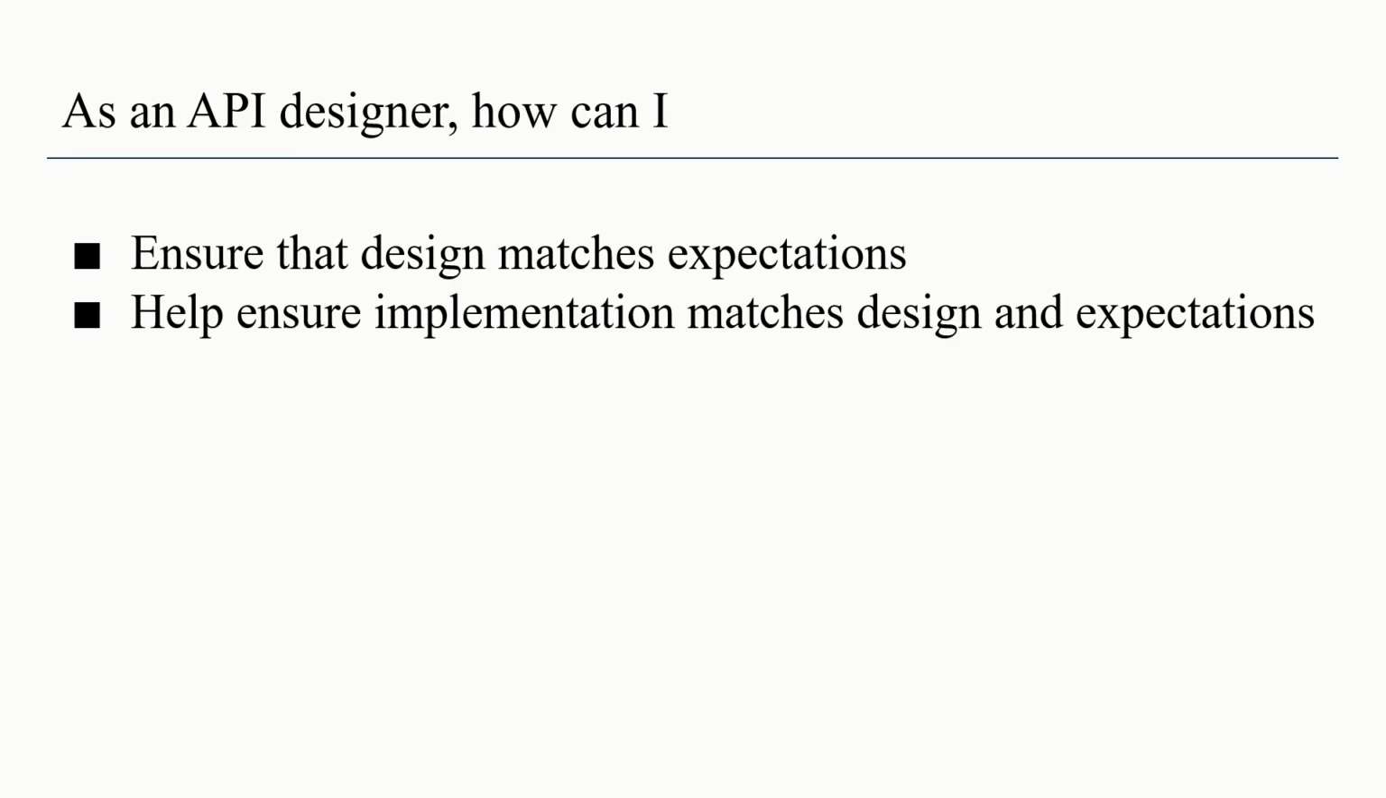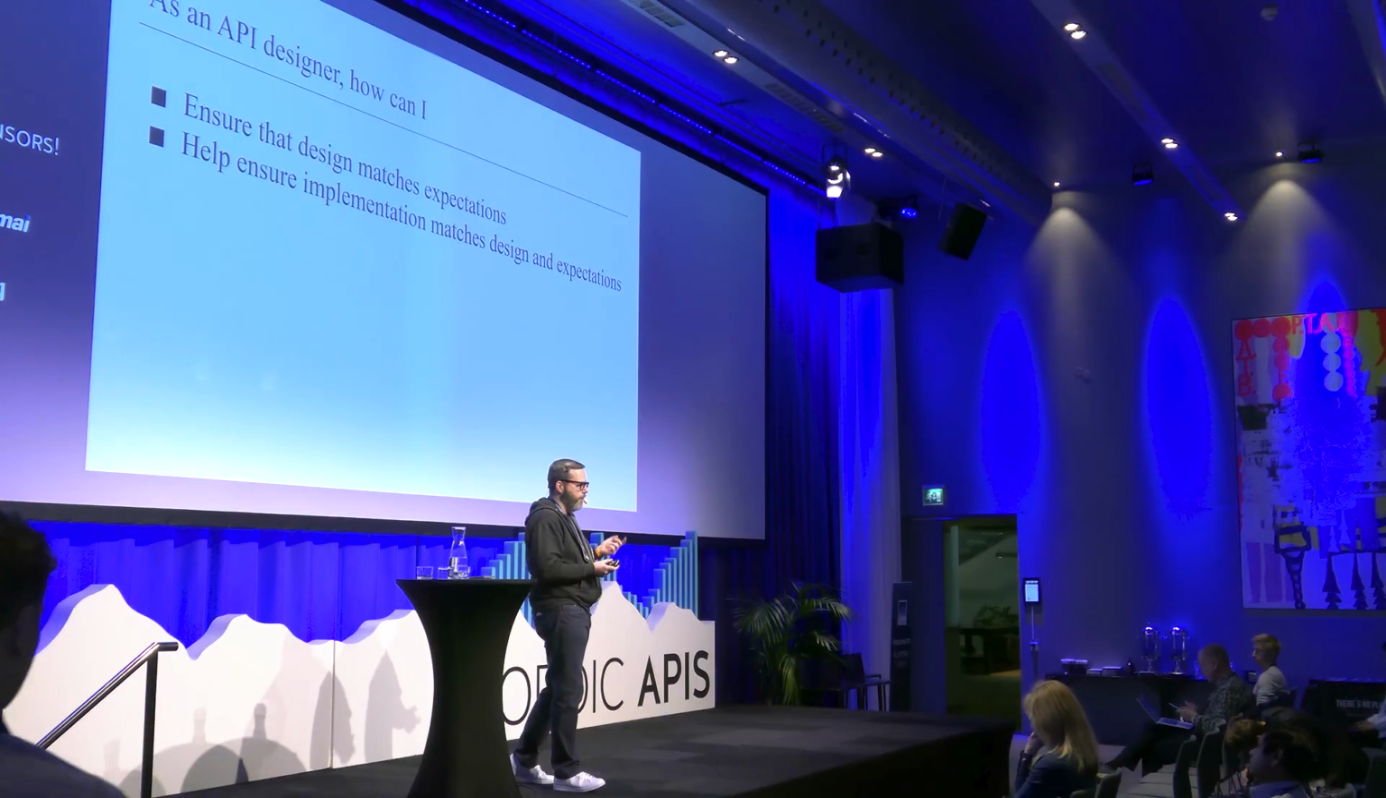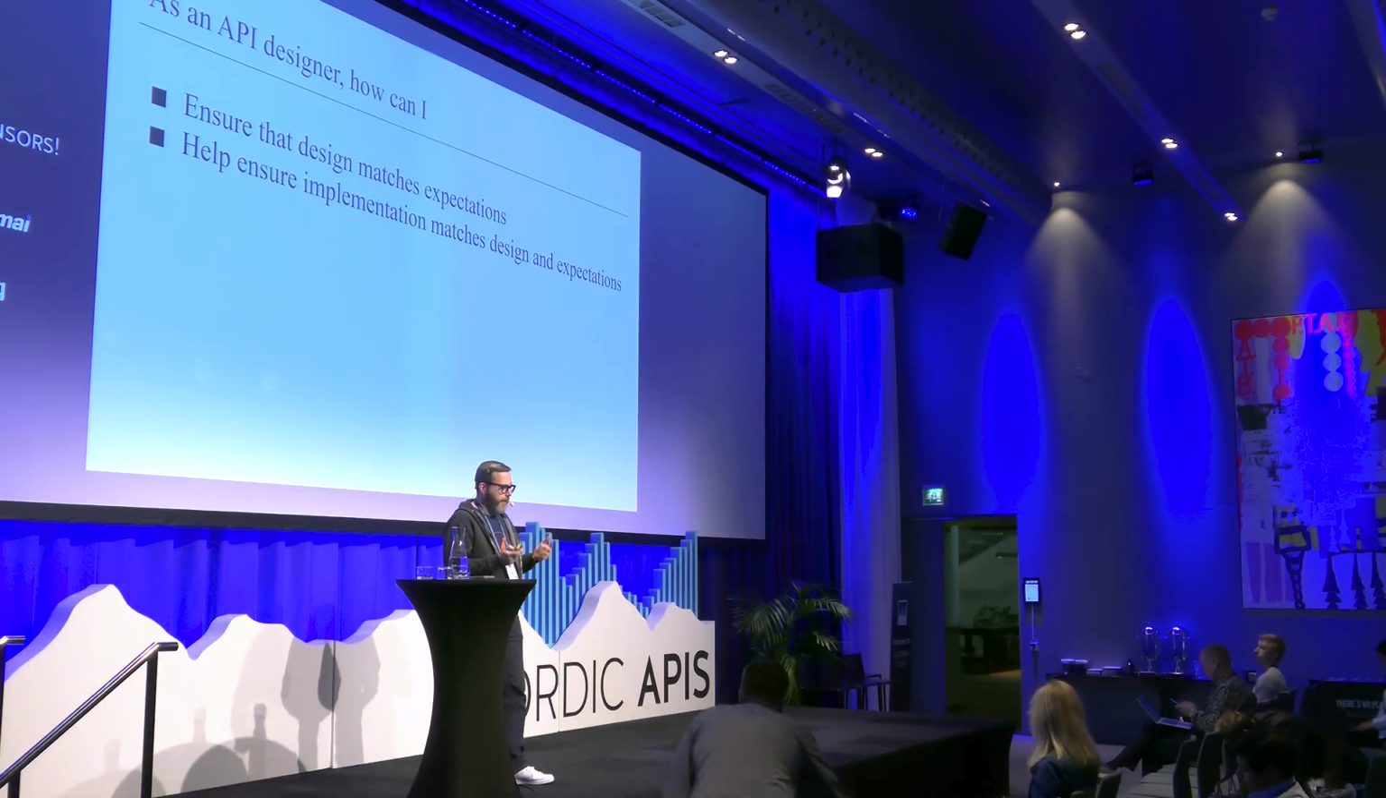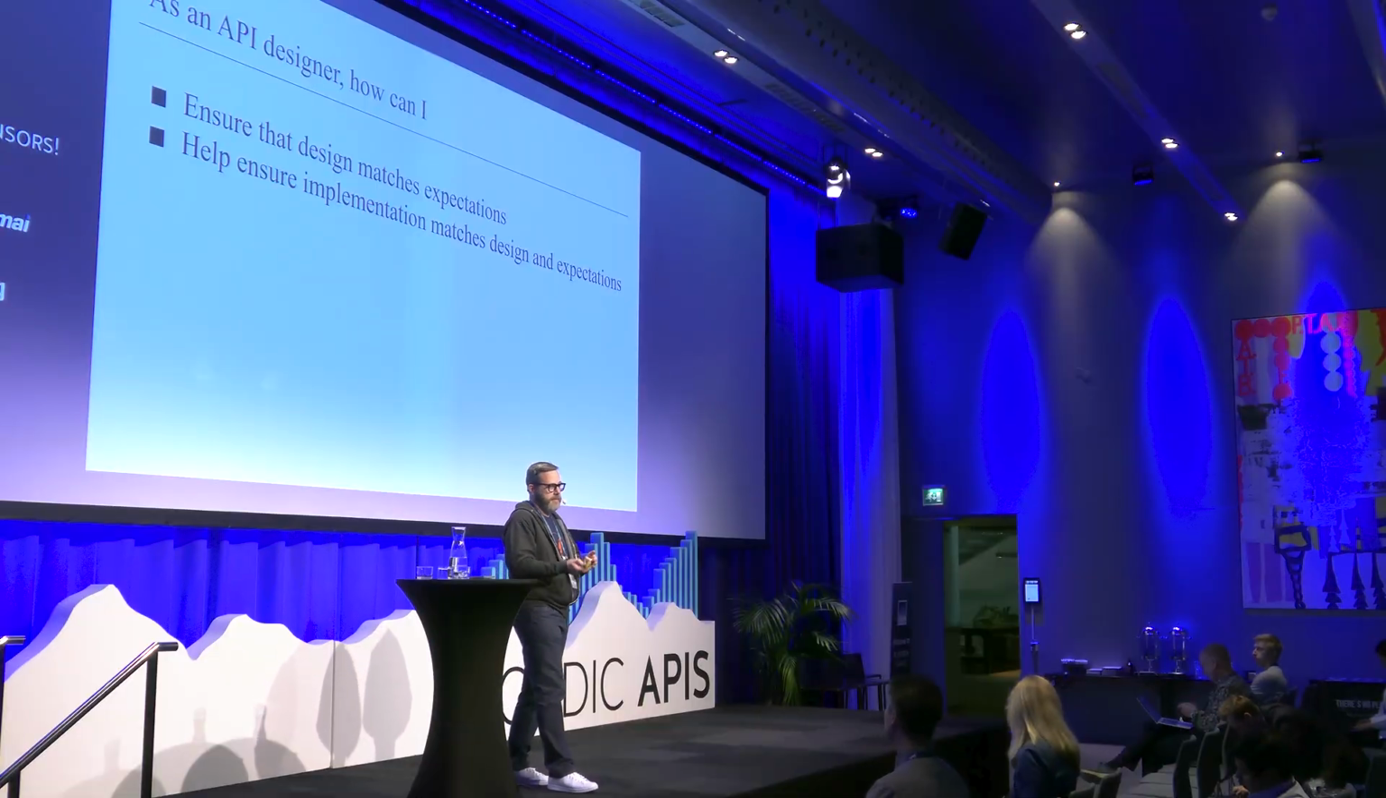So today, besides shamelessly advertising my book, I'd like to share two big concerns I have when I design APIs. As an API designer, how do I ensure that the API I'm designing will match expectations? And also as an API designer, what can I do to help ensure that the API implementation will match the design and thus the expectations?